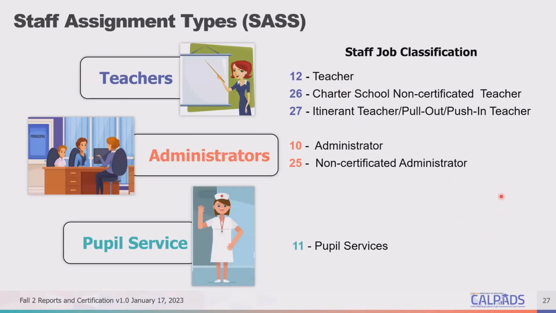So for staff job classifications, we break it down into different codes. For credentialed teachers, you have here 3 codes. Again, you have teacher, charter school non-certificated teachers, the ones for whom you acquired a SEID through the certificate of clearance path. And then, of course, you have your itinerant teacher, your teachers who do not have a permanent site or permanent class. And then you have admins, 10 and 25, and pupil services.